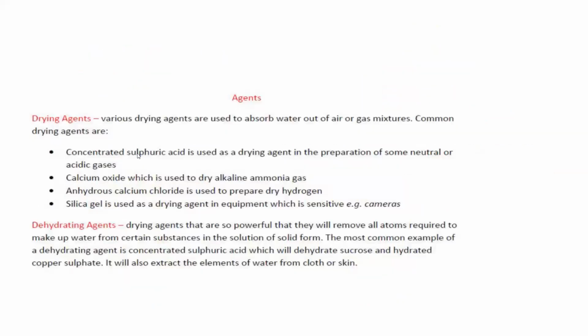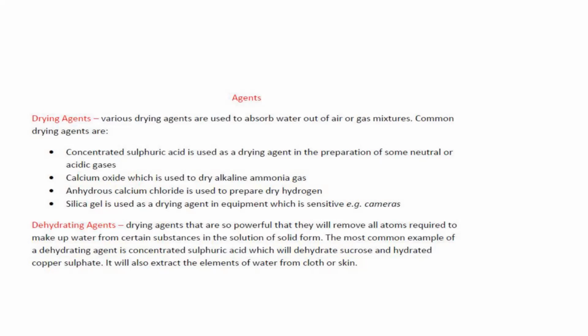Then there are two types of agents. One is called a drying agent, another one is a dehydrating agent. A drying agent means it has a tendency to absorb water molecules from the substance. We call them drying agents, such as sulfuric acid, calcium oxide, calcium chloride, copper sulfate, or silica gel. Silica gel you will find, like when you're buying a new pair of shoes, it will have a small packet inside, and on that packet it is written silica gel.